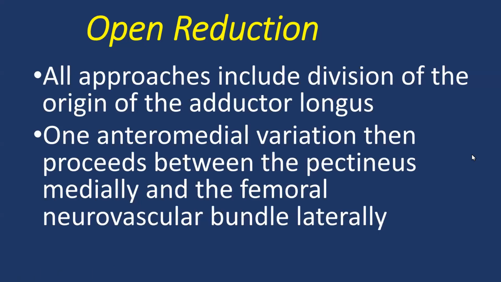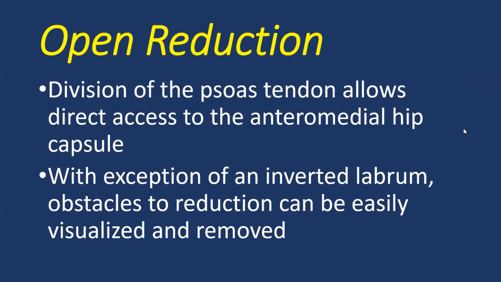All approaches include division of the origin of the adductor longus. One anteromedial variation then proceeds between the pectineus medially and the femoral neurovascular bundle laterally. Division of the psoas tendon allows direct access to the anteromedial hip capsule, with exception of an inverted labrum. Obstacles to reduction can be easily visualized and removed.